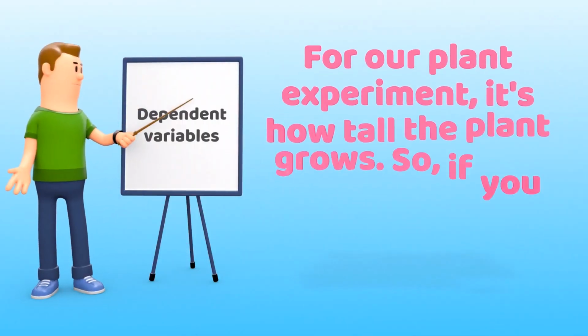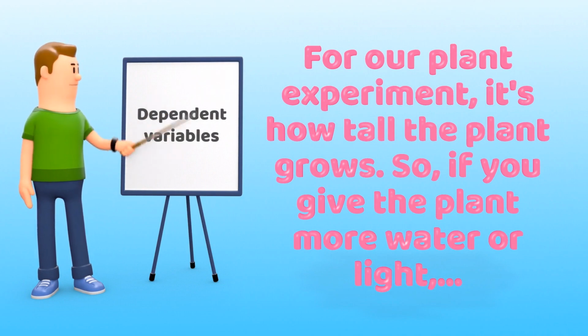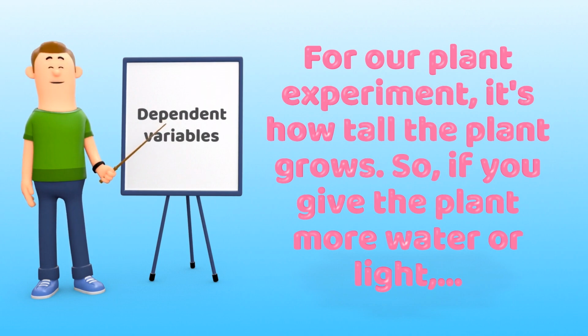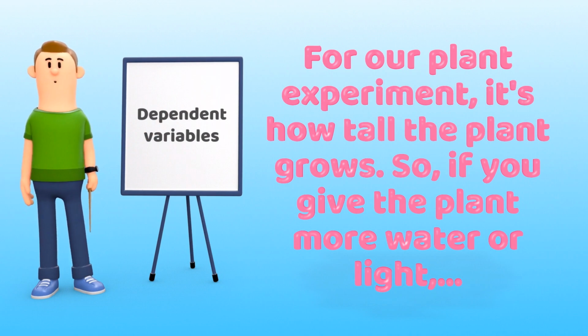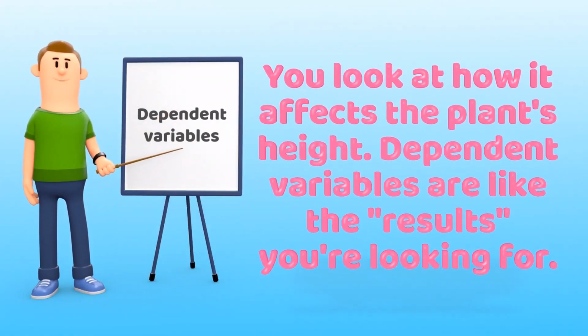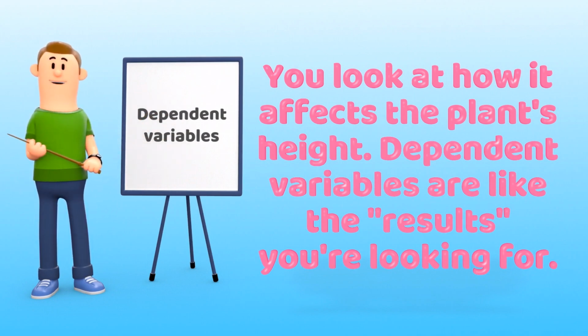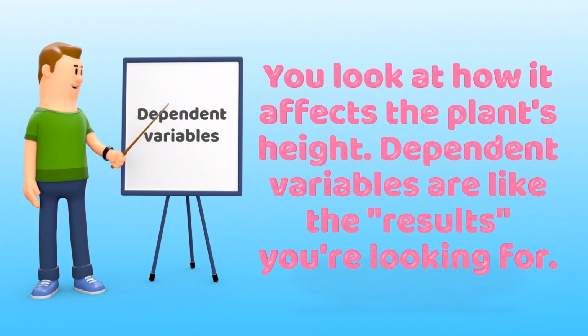By referring to our plant experiment, it is just observing how tall the plant grows. So, if you give the plant more water or light, you will always look at how it affects the plant's height. Generally speaking, we can say dependent variables are like the results you are looking for.